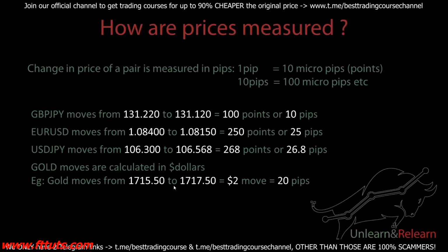So you have to understand this, right? When you're looking at gold prices on your charts, you're always looking at the dollar values. Right now gold is at $1,715.50. So if gold moves to $1,717.50, that's a change of $2. That means gold has moved by 20 pips. If gold moves from 1715 to, let's say, 1720, that's a change of $5, which will also mean gold has moved by 50 pips, right?